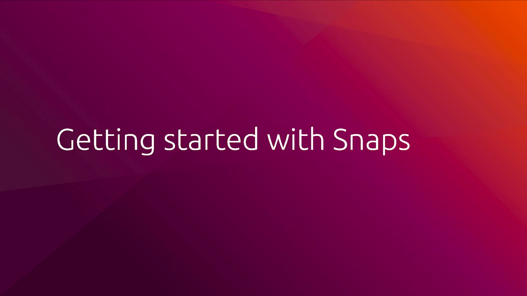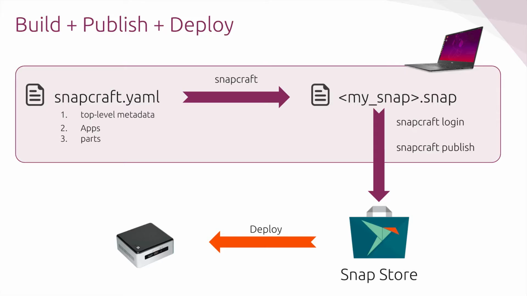Okay, so let's dive a little deeper into the process of snap creation and Ubuntu Core image generation. First of all, let's start with the snap creation. This is done in the machine that we use for development. First of all, a snap is described by a YAML file called snapcraft.yaml.